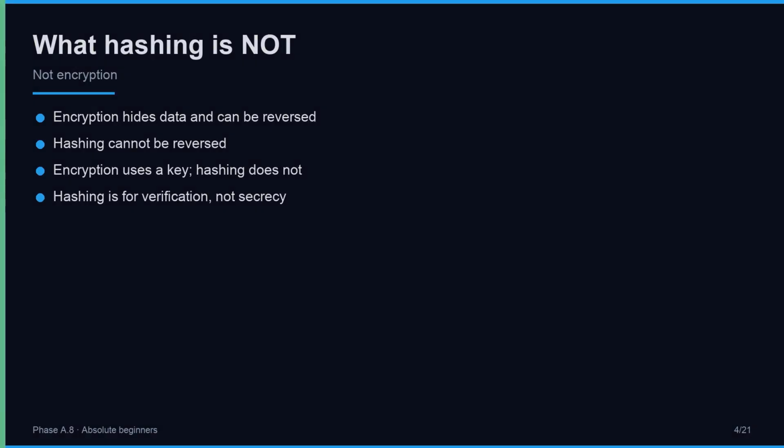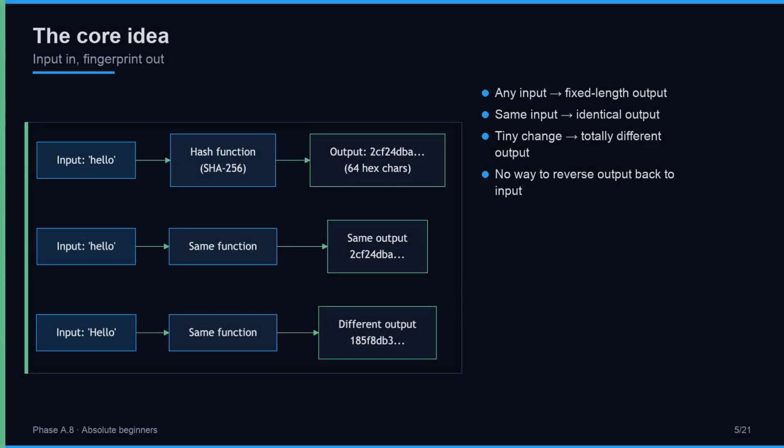Hashing is not encryption, and the difference matters. Encryption hides data, but it can be reversed with the right key. You can decrypt an encrypted message and get the original back. Hashing cannot be reversed. There is no key. There is no unhash function. A hash is a fingerprint, not a locked box. You use encryption when you need to recover the original later. You use hashing when you only need to verify that something matches. Not encryption.